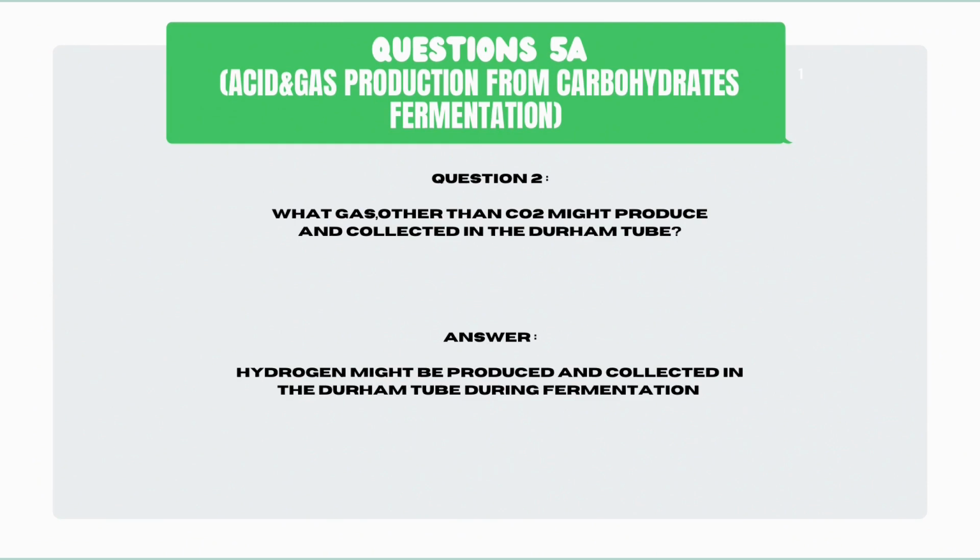Question number 2. What gas other than carbon dioxide might be produced and collected in the Durham tube? Besides carbon dioxide, other gases such as hydrogen might be produced and collected in the Durham tube during fermentation.